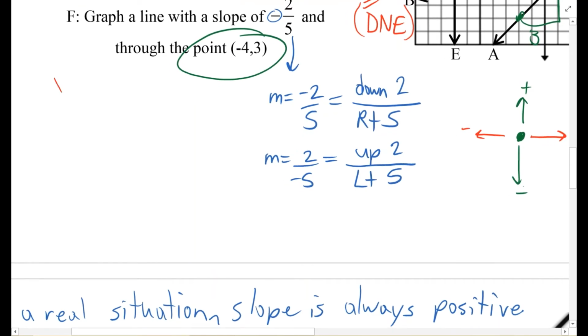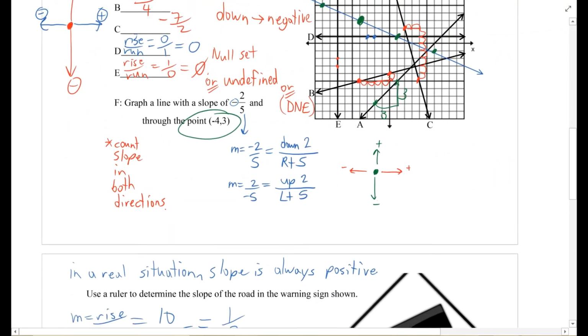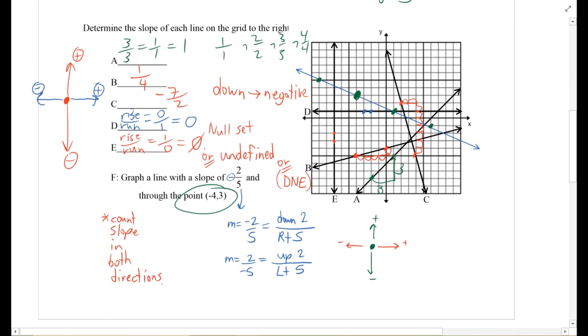All right, so you can count your slope in both directions. You must count the slope in both directions. Very important to know and to be able to do. All right, there you go. Continuing on.